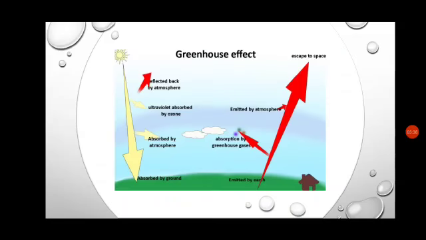Here is a simple flow chart that shows the greenhouse effect. You can see the yellow radiations coming directly from the sun, and the red arrow shows the radiations going back to space, but a small red arrow shows the absorption by the greenhouse gases. These radiations are trapped by the earth and cannot escape back to space.